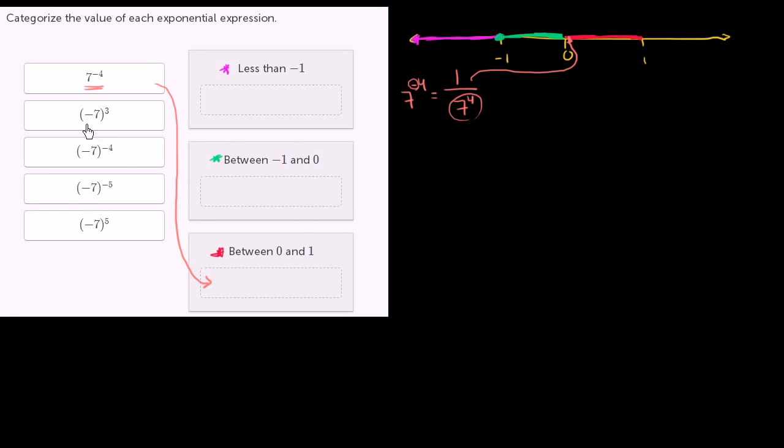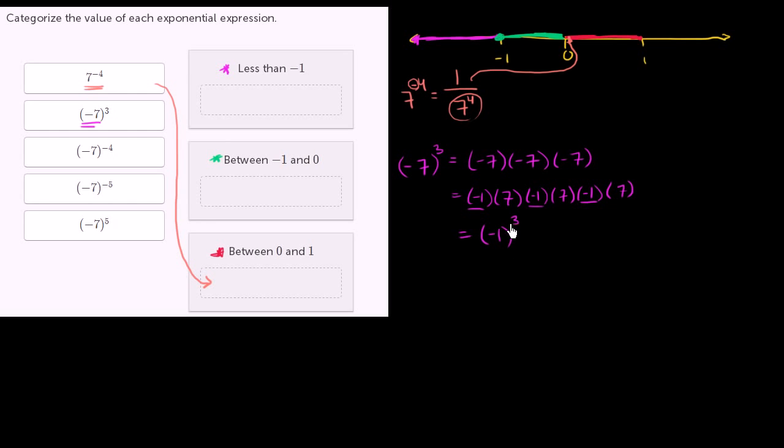Now let's think about -7 to the 3rd power. Well, this is the same thing as -7 times -7 times -7. And you could also think about this as -1 times 7 times -1 times 7 times -1 times 7, which is the same thing as you have 3 -1s being multiplied together. So -1 to the 3rd power times 7 to the 3rd power. Well, what's -1 to the 3rd power? It's -1 times -1, which would be +1, but then times another -1. So this is -1 right over here.